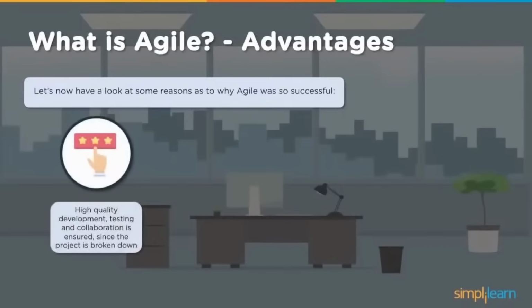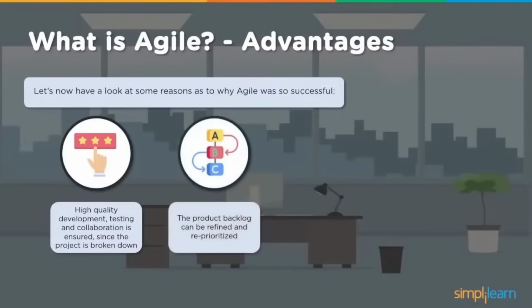Next, high-quality development, testing and collaboration is ensured since the project is broken down. Each iteration, each module, each piece of software being created is tested regularly and feedback is obtained from the user as well. Active involvement of users is ensured so that they acknowledge it. What the customer needs is given. It is not that I discover something I did not need. I told something, I'm getting something. That scenario is eliminated.